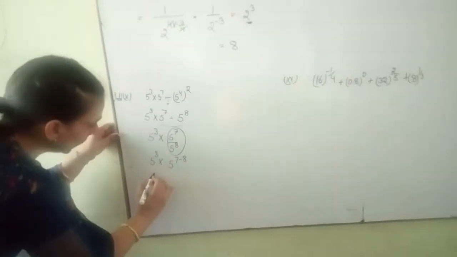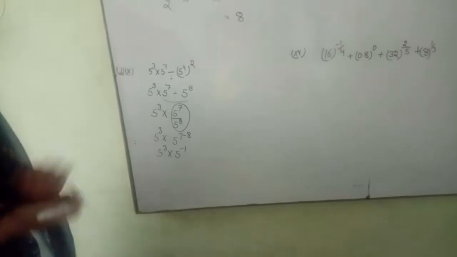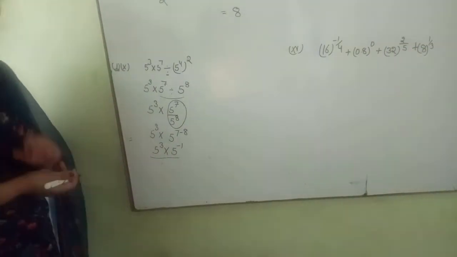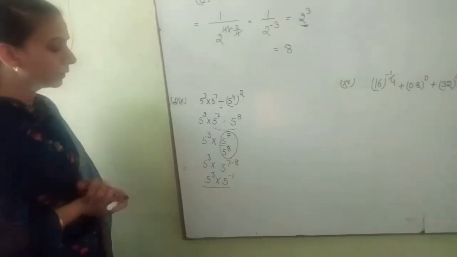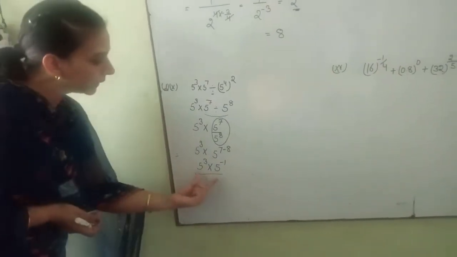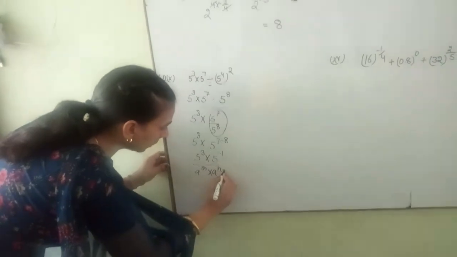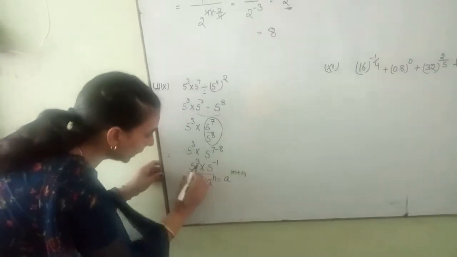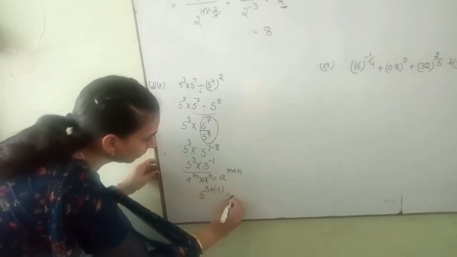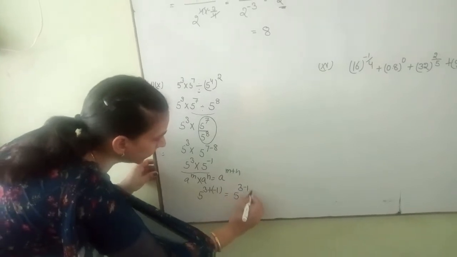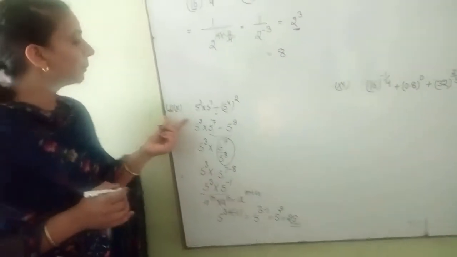Okay, again 5 raised to the power 3 multiplied by 5 raised to the power minus 1. Again students, we solve this by the product law. If the bases are equal, then powers should be added. If a raised to the power m is multiplied by a raised to the power n, then this equals a raised to the power m plus n. Same as that, we write 5 raised to the power 3 plus minus 1. Okay, 5 raised to the power 3 minus 1, and this equals 5 raised to the power 2, which equals 25. This is question number first, part number 10.